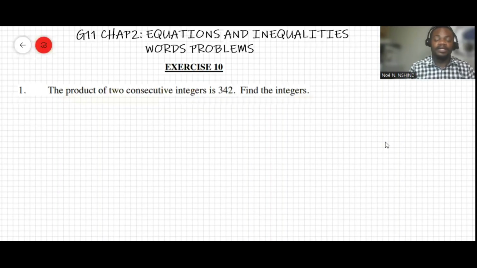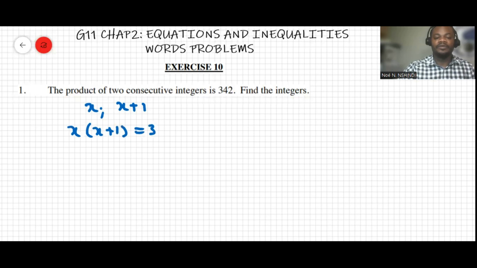Well, here we have another question that says the product of two consecutive integers is 342. Find the integers. I would like to do it this way. If the first integer is x, for instance, consecutive means add what follows, so the following integer will be x plus 1. Now the product means x times x plus 1 equal to 342.